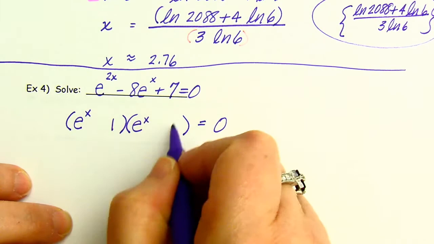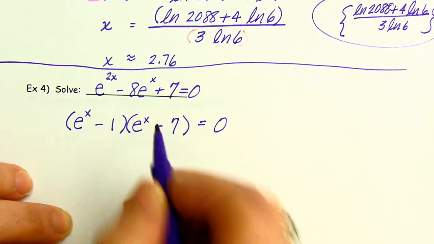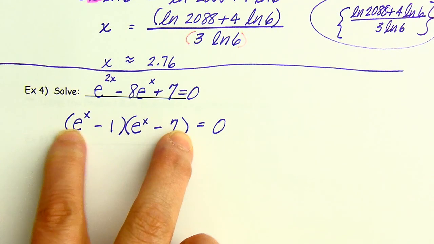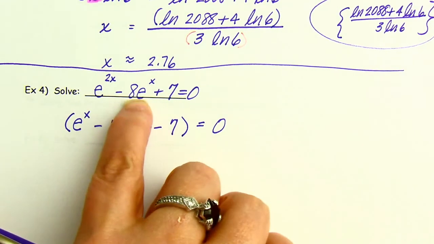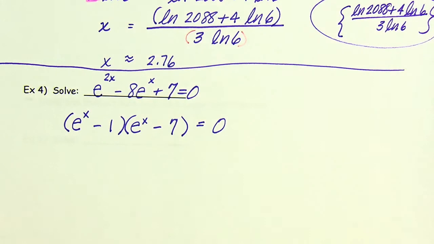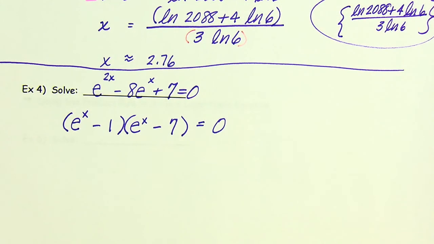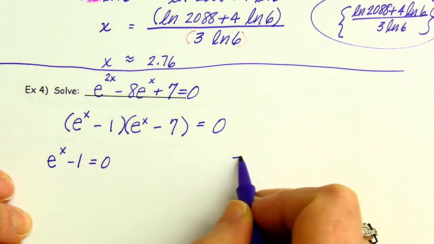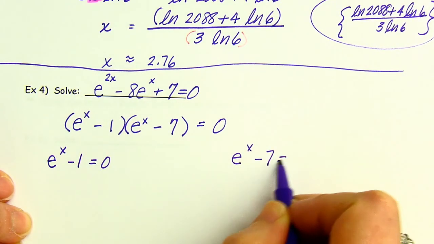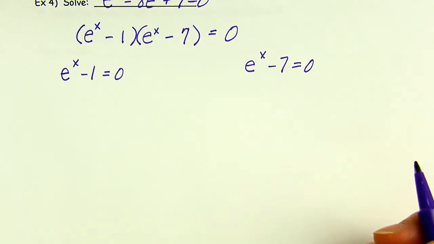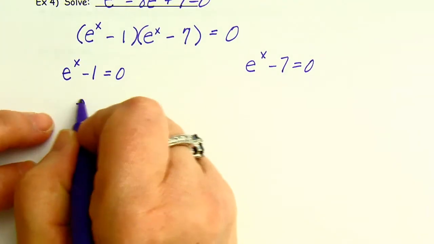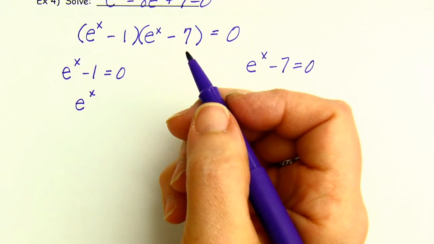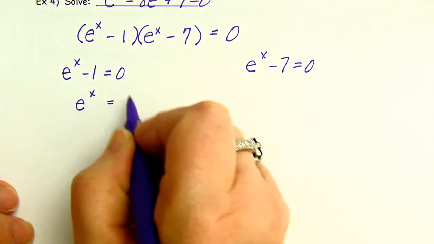We got a 1 here, we got a 7 here, signs are the same, they're both minus. Check it. That's e to the 2x, that's minus 7 e to the x, minus 1 e to the x is that middle term. Negative 1 times negative 7 is positive 7. It works. Now we split, we use ZPP. e to the x minus 1 equals 0. e to the x minus 7 equals 0. Take the 1 over. Because remember, you have to isolate the exponential item in your equation.